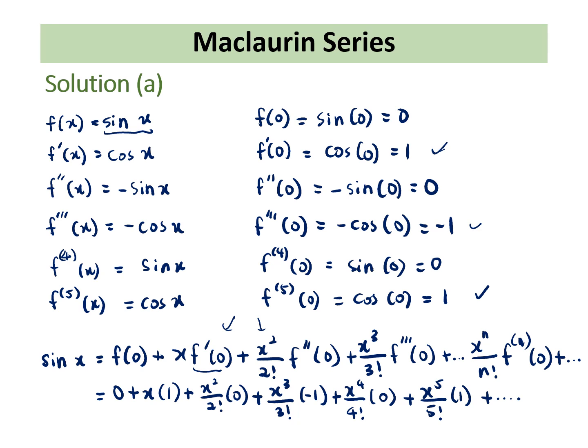So now we expand this. We will get x, then 0, minus x cubed over 3 factorial, and then 0, plus x to the power of 5 over 5 factorial. So the series of sin x using Maclaurin series is in terms of this.